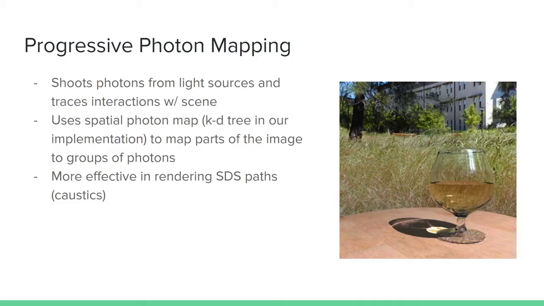So for our project, we decided to implement progressive photon mapping. The idea behind photon mapping is simply shooting a bunch of photons into the scene, seeing how each photon interacts and bounces across each piece in the scenery, and then storing all these bounces within a certain photon map. This photon map could be very naively a vector, or it could be very accelerated, a KD tree. This method is very effective in rendering SDS or caustic paths due to the nature of ray tracers not being able to effectively hit light sources through specular material.